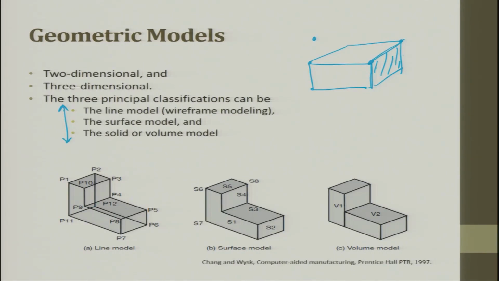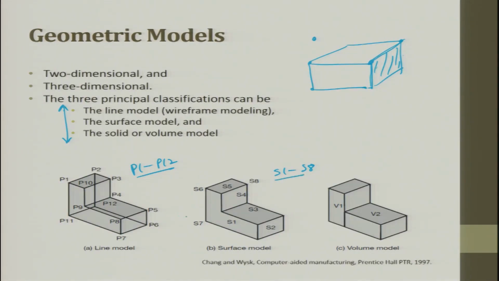So, P1 to P12 are the points. These points are joined by a line. Now these points and lines join together to form a surface. So, you had P1 to P12, now you have S1 to S8. S1 to S8 are surfaces: S1, S2, S3, S4, S5, S6 at the back side, S7 at the bottom, and S8 at the other side.